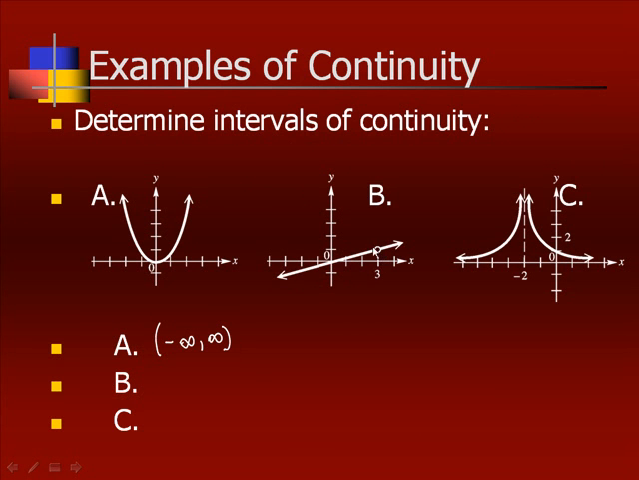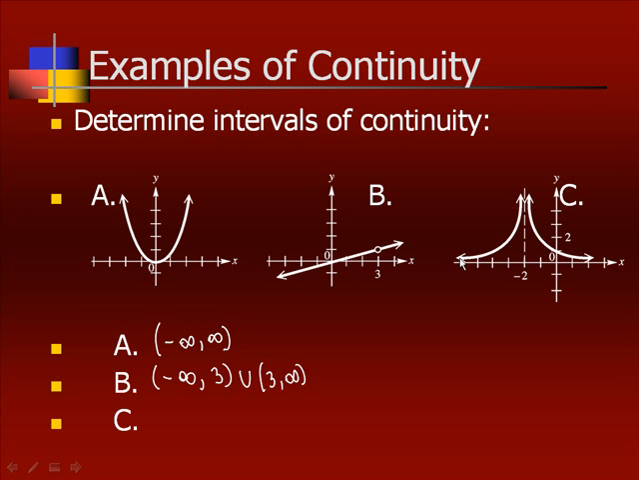Now on graph B, you notice this open circle right here. That means the graph goes all the way this way, except at 3 it's not included, and then it goes all the way this way. So on B, the interval of continuity is from negative infinity up until it hits positive 3, and then we union that with 3 all the way to infinity.